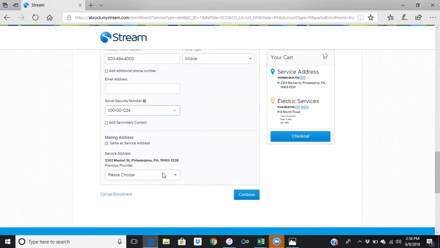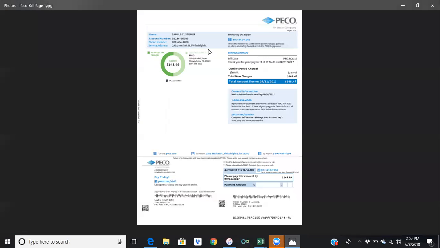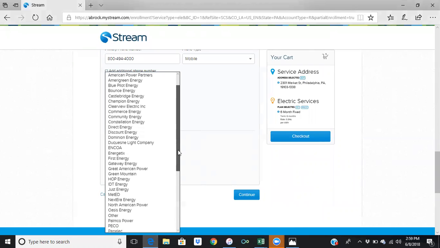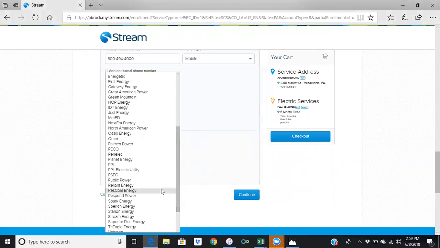Now you're going to pick their current electric supplier. If you look at their bill, right here is where that will be listed. It says electric supply. It will either say PECO or some other third-party supplier. So when you go to select from this list, this is the list of all the third-party suppliers that offer service in the PECO area.